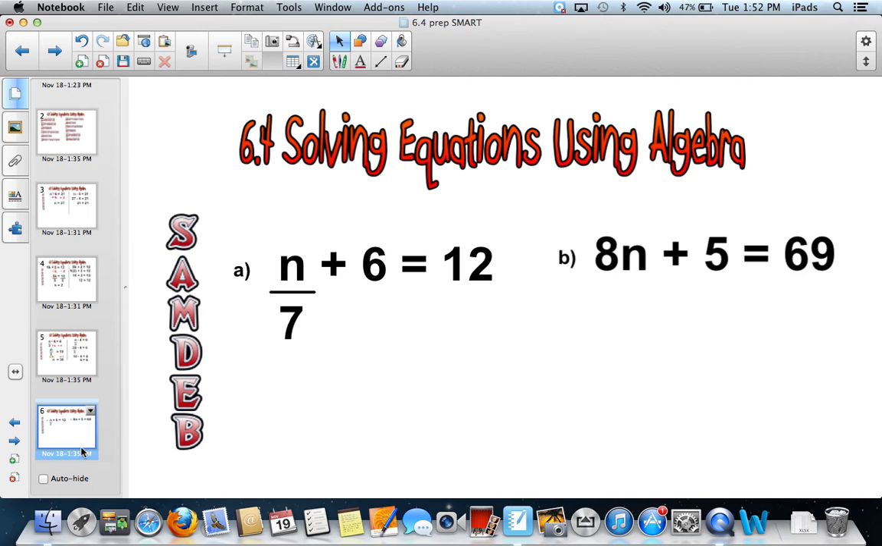So your practice questions, there are 2 of them. The first one, A, is n divided by 7 plus 6 equals 12. And the second question is 8n plus 5 equals 69. Can you please solve for n for both?